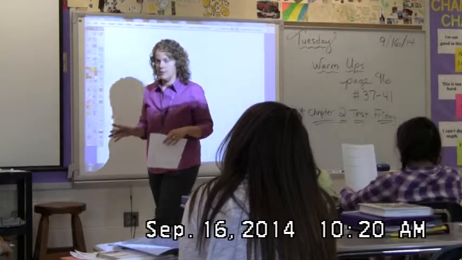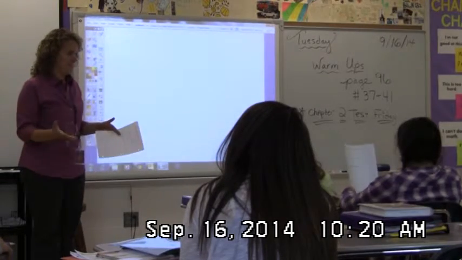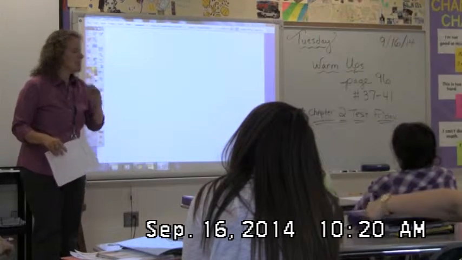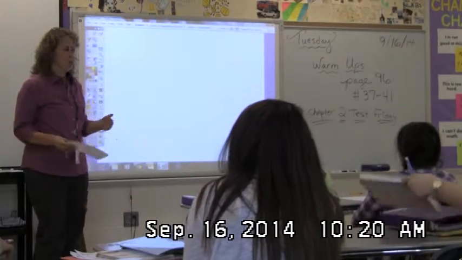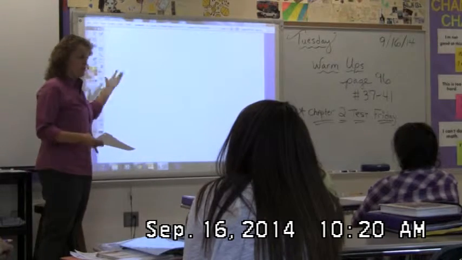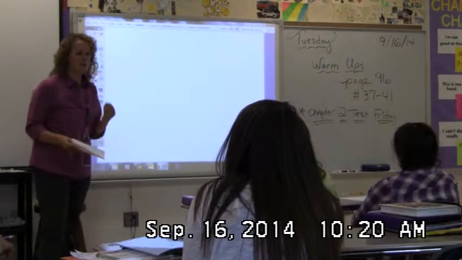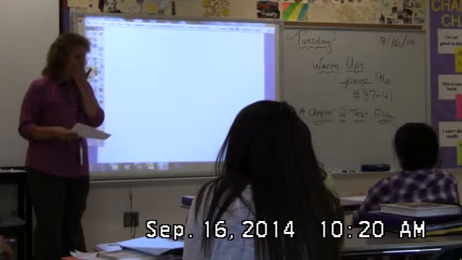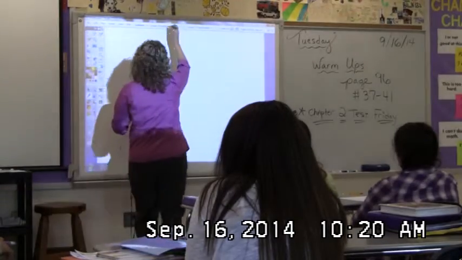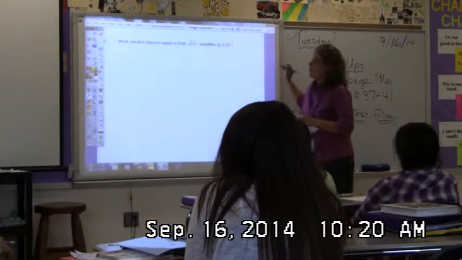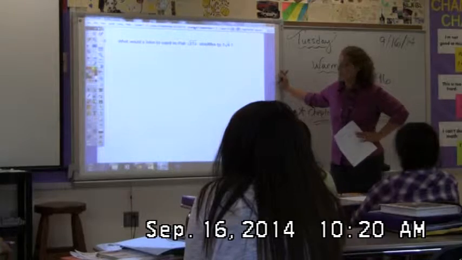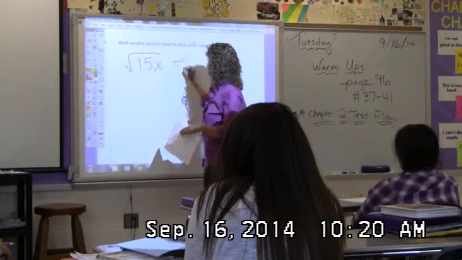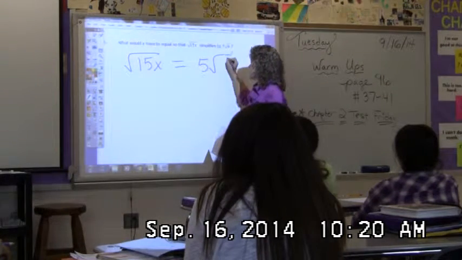In May, you're going to be taking the Keystone exam. When we're finished with Algebra 1, you're going to be taking the Keystone exam, and the state has released some sample problems. They said we had to simplify square roots, so we simplified square roots. But then when I looked at their sample problems, this is what their sample problem said. On number 6, what would x have to equal so that the square root of 15x would simplify to 5 square root of 6?